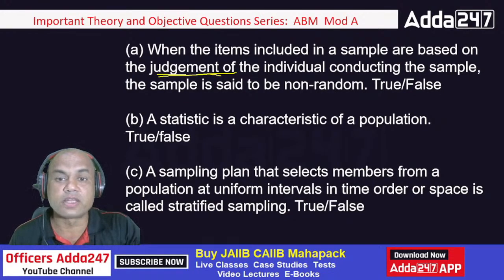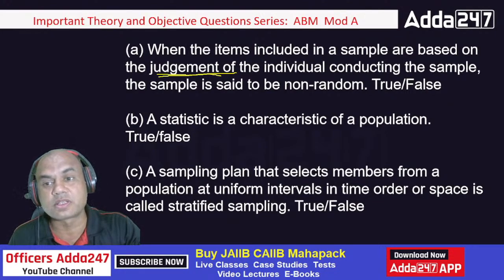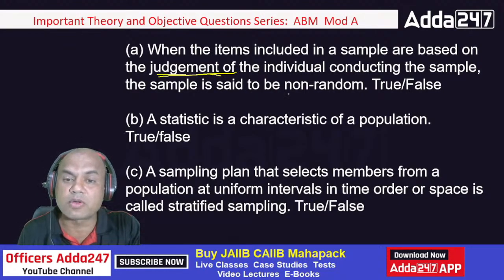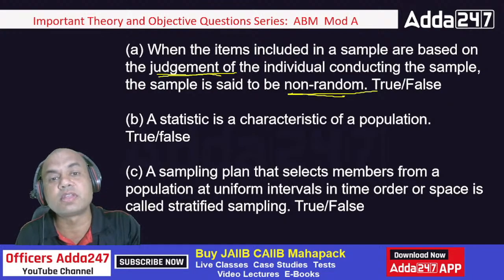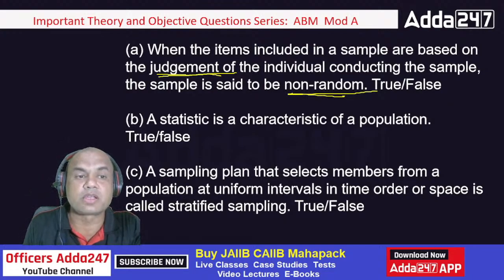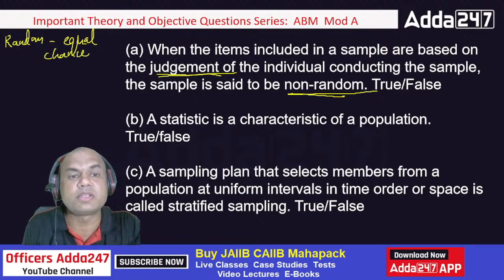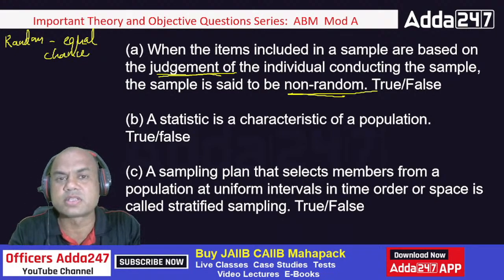So when the items included in the sample are based on the judgment of the individual conducting the sample, then the sample is said to be non-random or random. What do you mean by random and non-random? Random means everyone has got an equal chance. I'll write it over here. Random means equal chance. And non-random means no equal chance. It's simple.